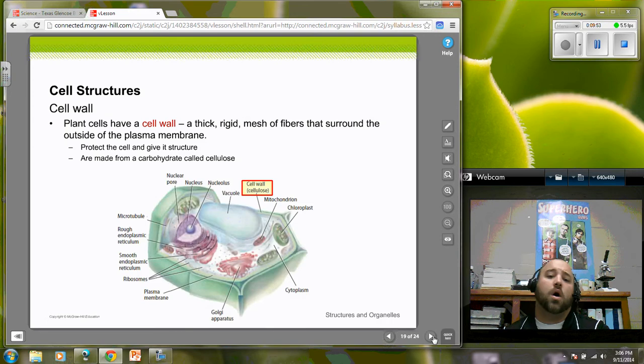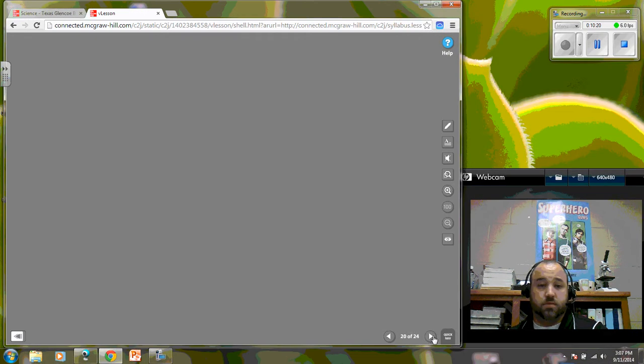Then we have a cell wall. Plants and fungi are things that have cell walls. Animals do not have cell walls. Plants have a cell wall made out of a carbohydrate called cellulose. It is a thick, rigid mesh of fibers that surround the outside of the plasma membrane. It is not the plasma membrane. If I have a cell wall, I still have a plasma membrane. All things have plasma membranes. And in this case, it is made up of a carbohydrate called cellulose with plants.